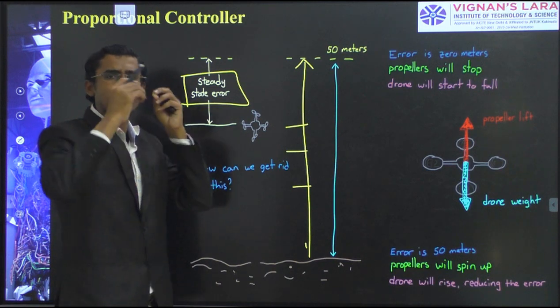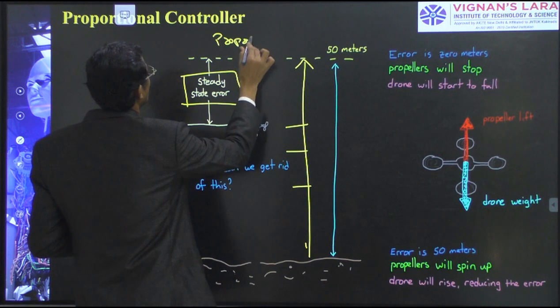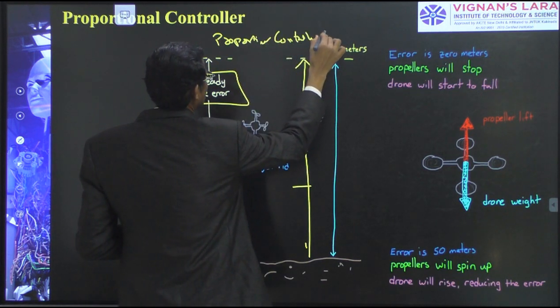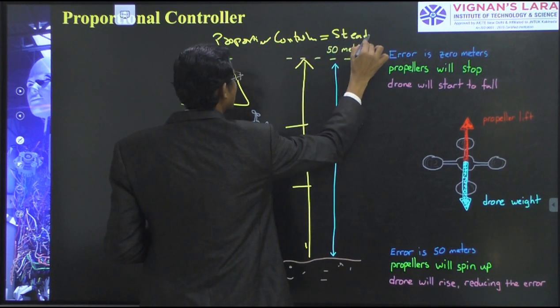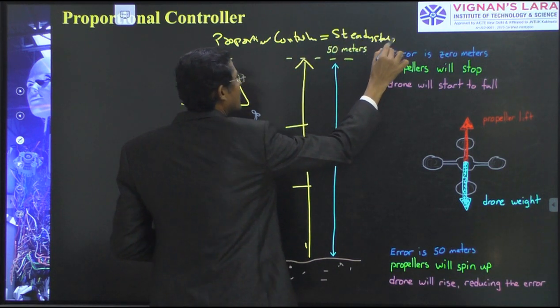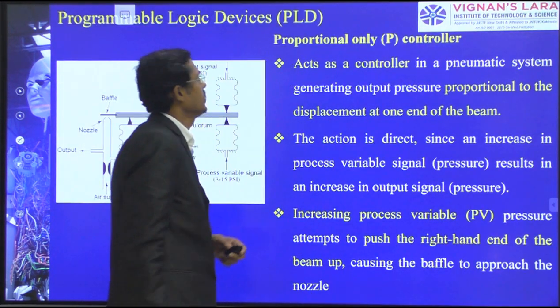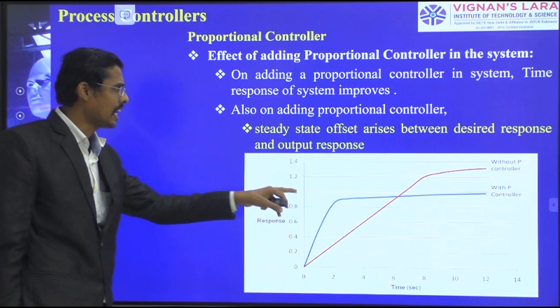I am concluding here that this proportional controller contains a steady state error. Now I am coming to understand this in graphical format.